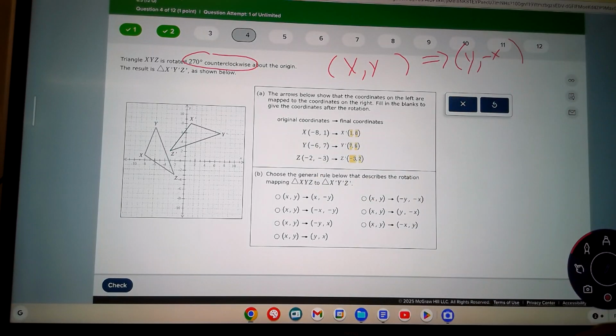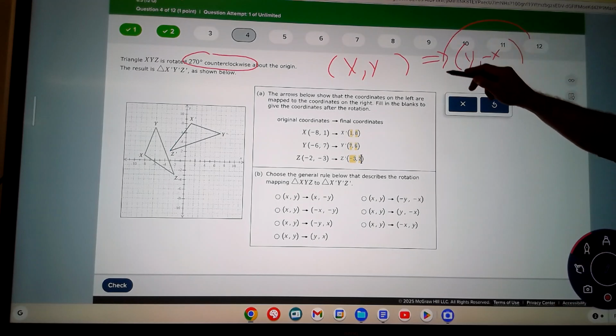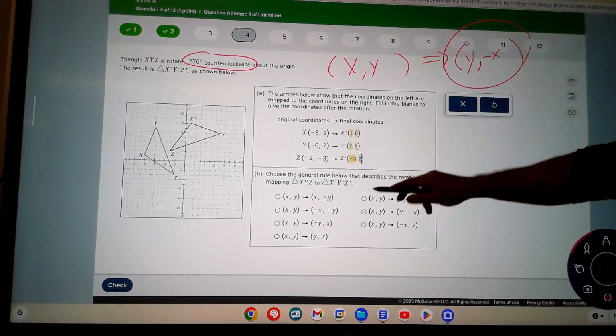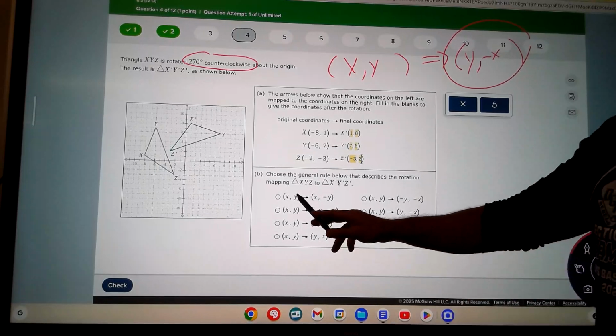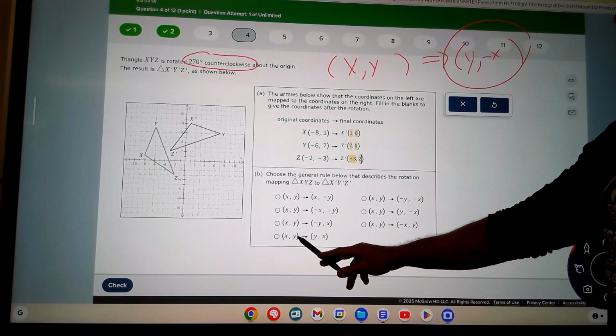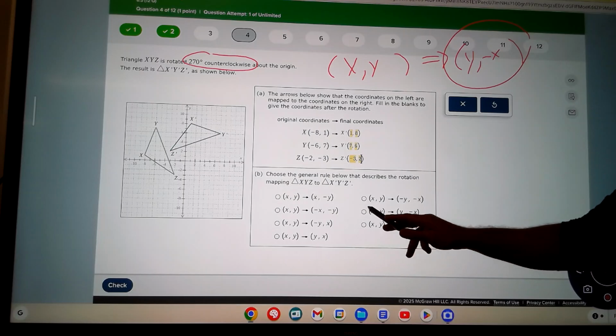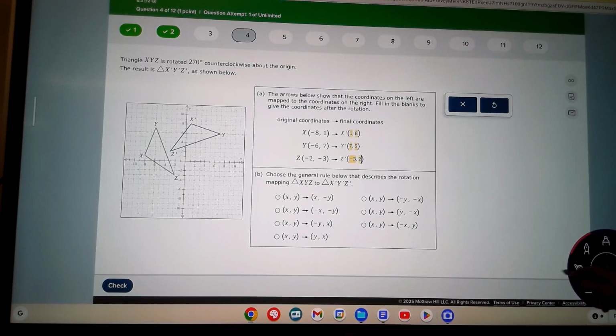Now, what happened? Well, what you're looking for is this whole thing right here. We want this down below. We went from X, Y to Y, opposite of X. This one right here. I want Y, opposite of X. So there, Y, opposite of X.